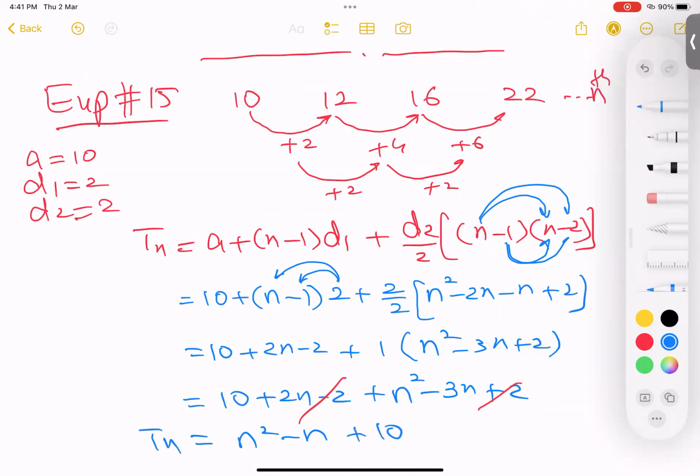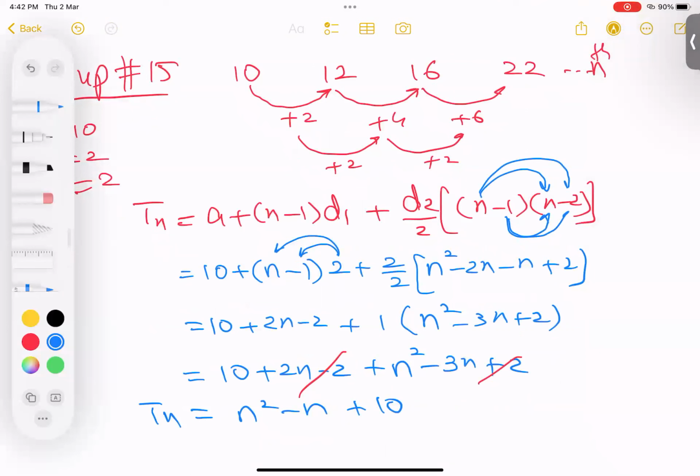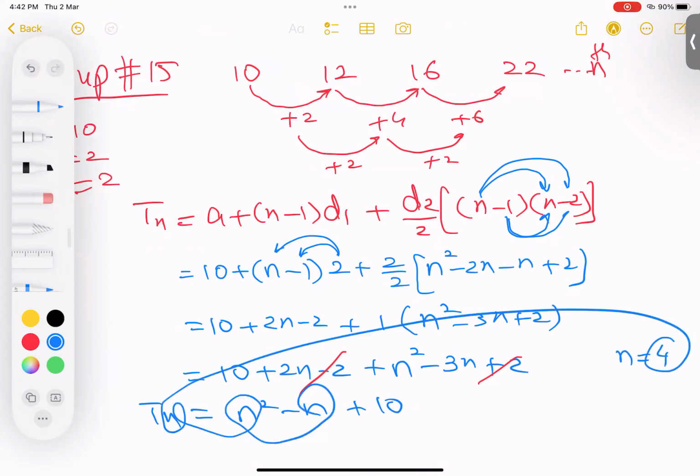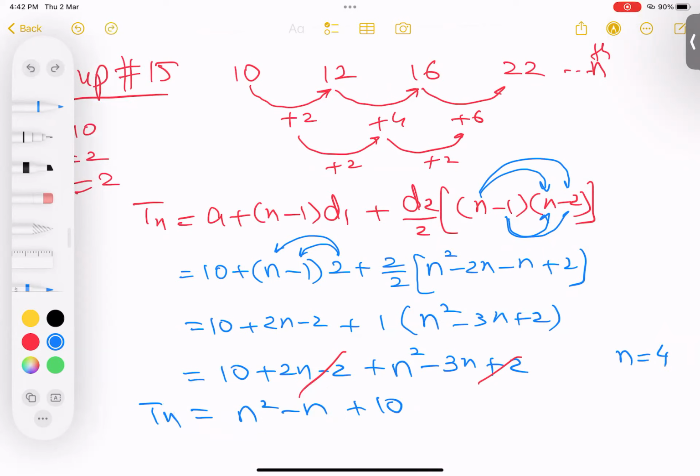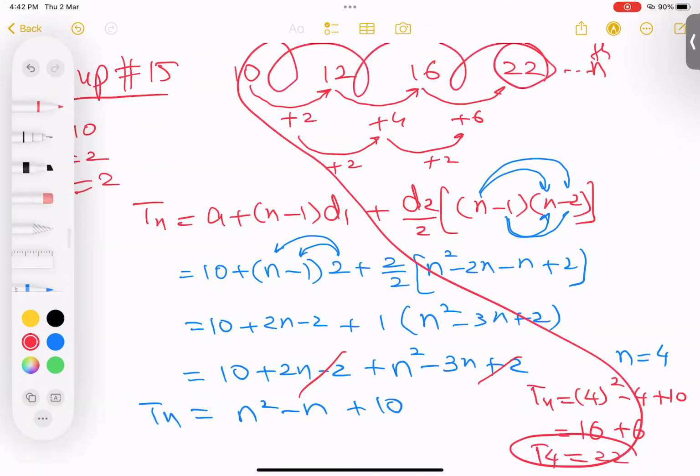But let's start testing. Testing is not compulsory, it is just to check. For example, the fourth term is 22. Again, count: 1, 2, 3, the fourth number is 22. If I plug N equals 4 into the whole equation, let's see what happens. 4 comes here, here, and here. T4 equals 4 to power 2, minus 4, plus 10. I get 16, and these two values, if I solve, I get 6. And 16 minus 4 plus 10 gives 22. It means the fourth term is 22, it matches. 1, 2, 3, 4. It matches.